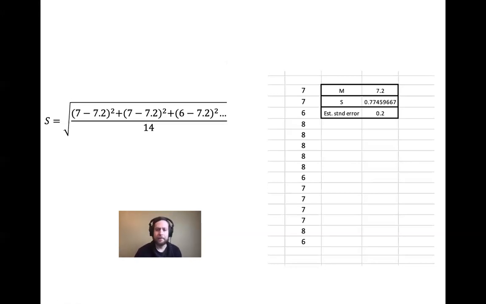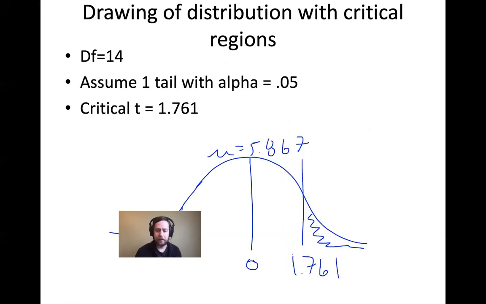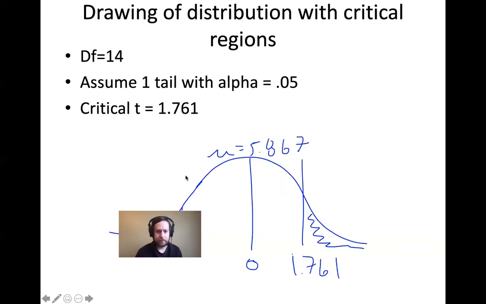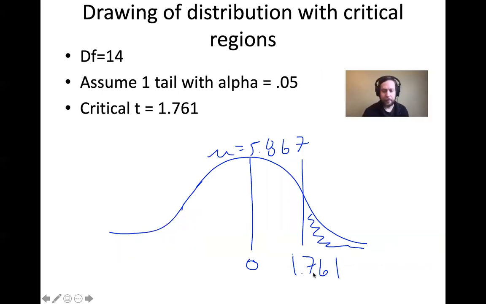Okay, so once again, here's how we calculated our T. This is the sample mean, which you got by taking the mean of these 15 numbers. This is our population mean. This is basically the mean amount of attention on day 1. This is like the population number. And then estimated standard error is 0.2. You work out the math here. You get our T value is 6.67. I want to remind you that our critical T value was 1.761.